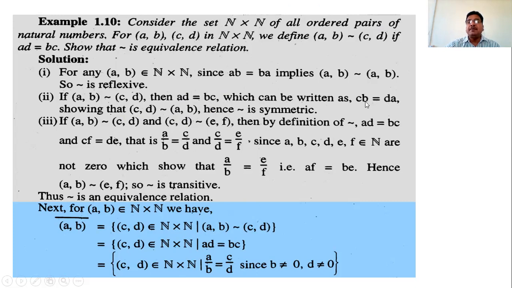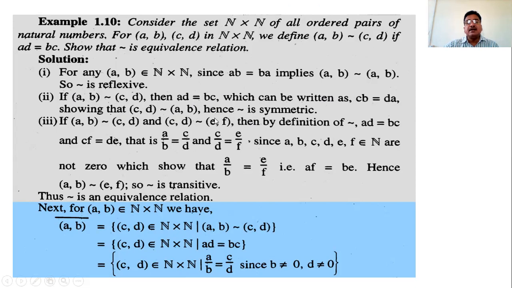And this multiplication is commutative because these A, B, C, D are natural numbers. And so CB is equal to DA. We can write, from this equation, CB is equal to DA very easily. And CB is equal to DA means CD is related to AB. CD is related to AB if CB is equal to DA. And we have CB is equal to DA, and therefore CD is related to AB. And so AB is related to CD, then we have CD is also related to AB, and therefore the relation is symmetric.